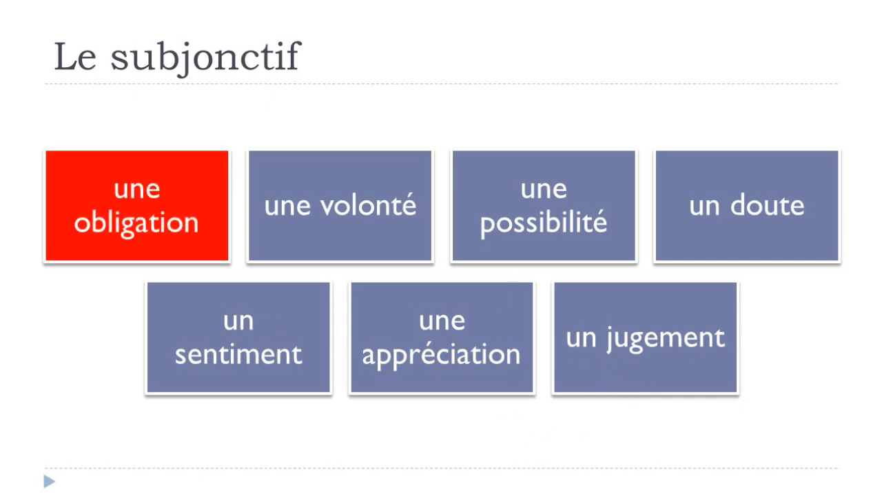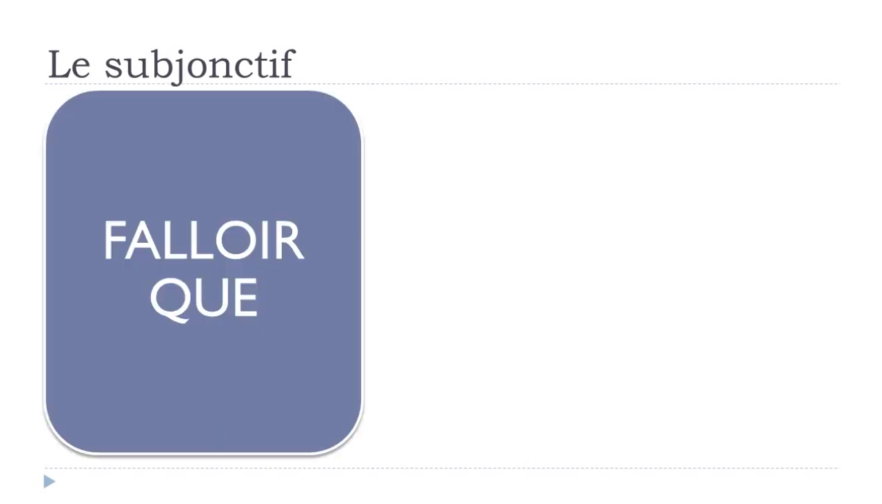Okay, so let's see first une obligation. So for example, we'll have this verb falloir and then the construction falloir que. So you will see that when we talk about le subjonctif, each time we will have, after the verb, que, and then the following verb will be at the subjunctive form. Okay, so that's the concept.